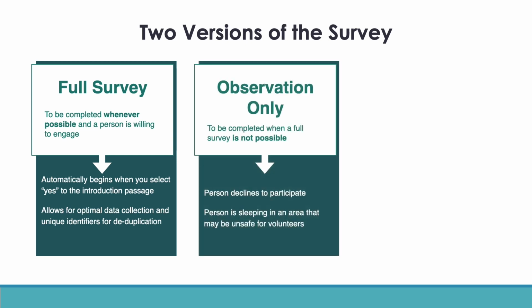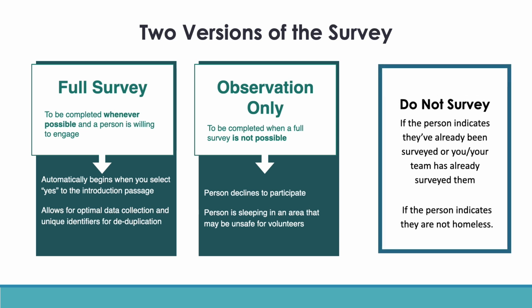If a full survey is not possible, you can complete an observation-only survey. Some examples of when you would complete an observation-only survey are when a person declines to participate, or if a person is sleeping in an area that may be unsafe or inaccessible to volunteers. There are some instances when you should not survey someone, such as if they indicate they've already been surveyed, if you or one of your team members has already surveyed them in your previous shift, or if a person tells you they are not homeless. People who self-identify as not being homeless should not have surveys completed on their behalf.